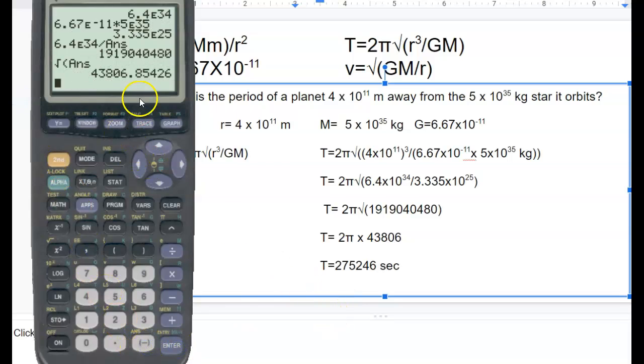And I get 43,806. I'm going to take that number times 2 pi. And I get 275,246 seconds. Okay, so that's the next one. Now remember, your calculators might be slightly different. Okay, next question.